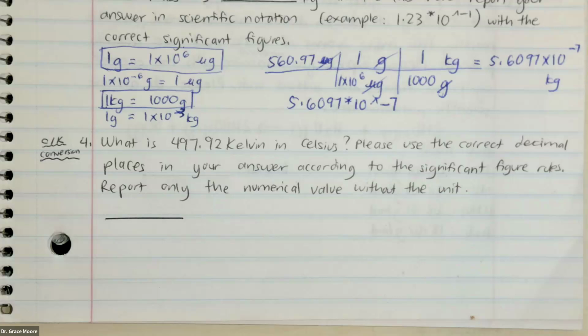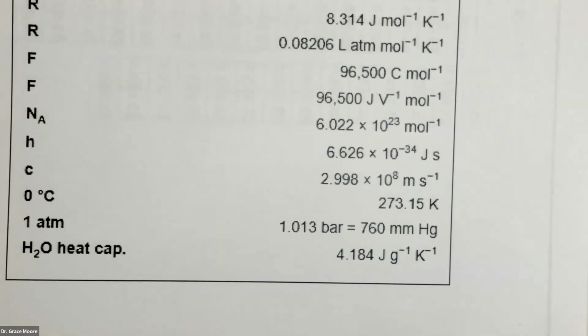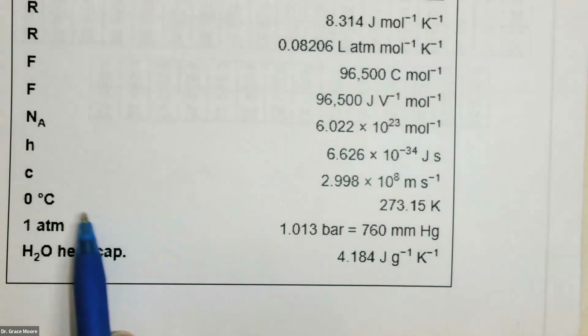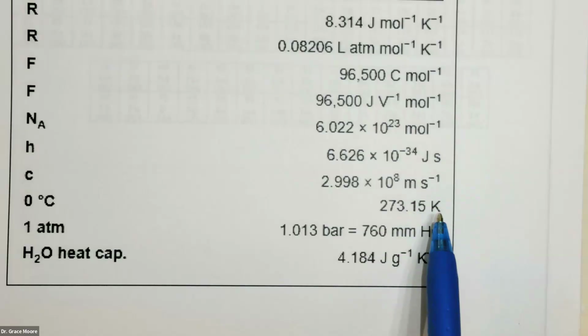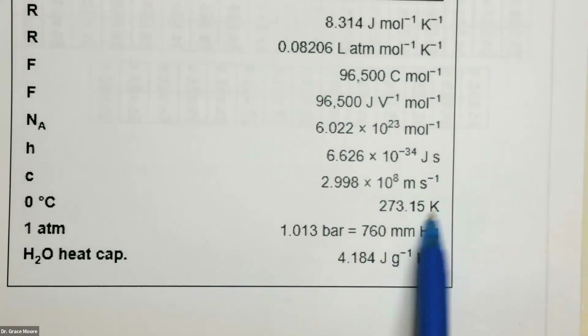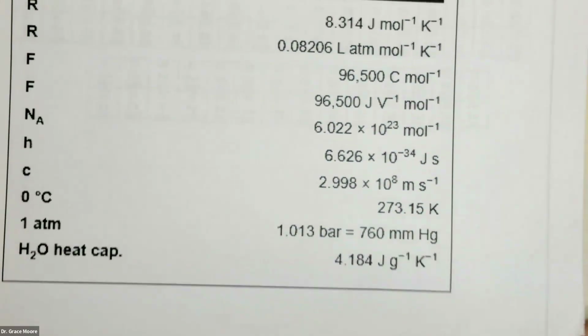So how do we convert from Kelvin to Celsius? And you can actually refer to the chart that will be provided on your exam if you forgot. But over here, you can see that we have 0 Celsius is the same as 273.15 Kelvin. So that's going to be a good number to remember, 273.15 Kelvin.